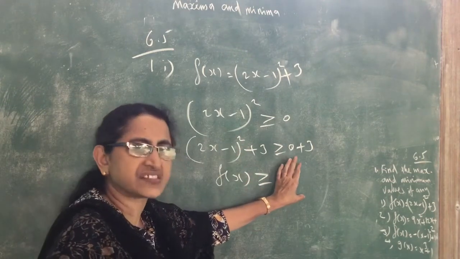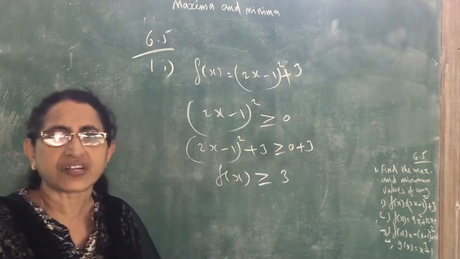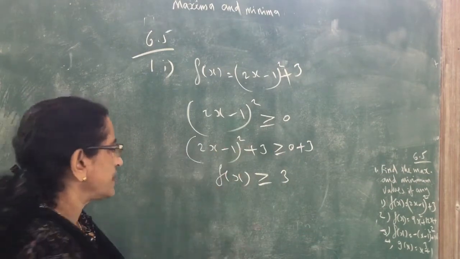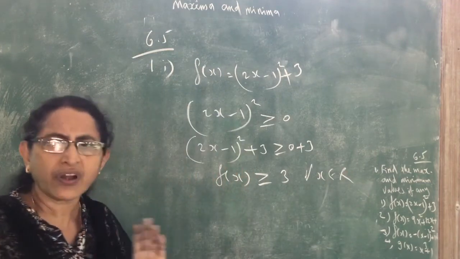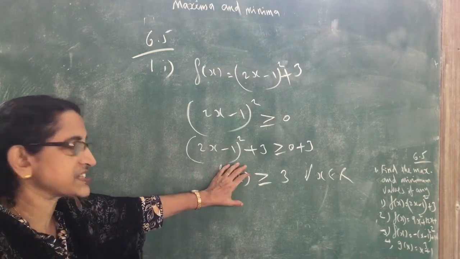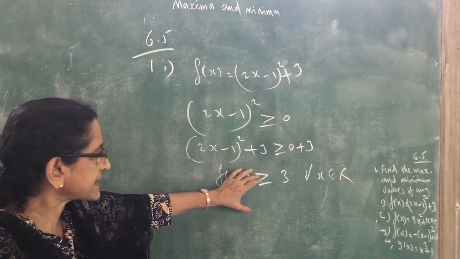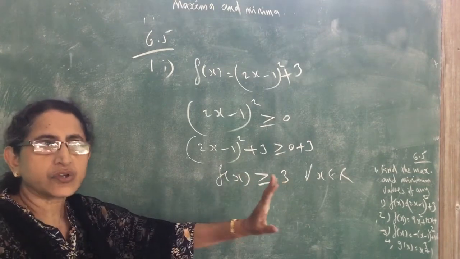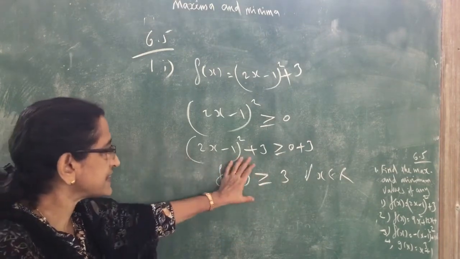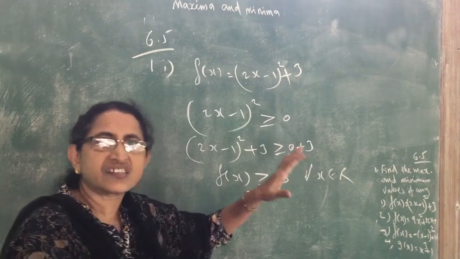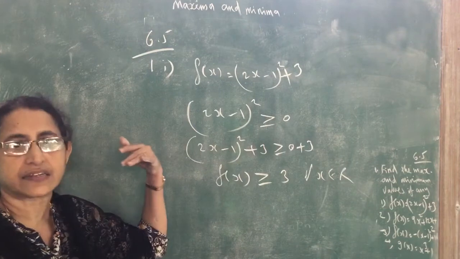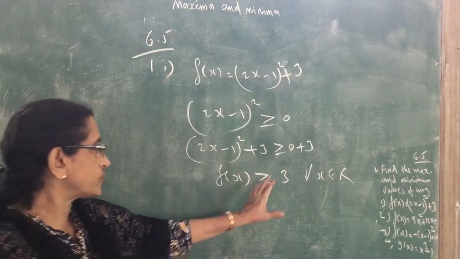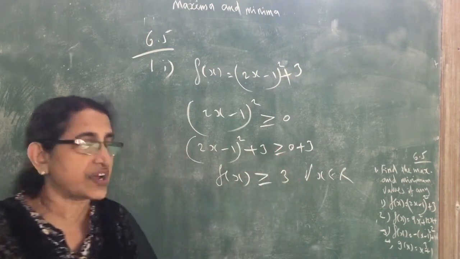Therefore, that means 3 is the minimum value of the function. For every real number x, this is true, for every x belongs to R. So for all real numbers x, f of x, the value of the function, is greater than or equal to 3. So for all x, it is greater than or equal to 3, which means 3 is the minimum value of the function.